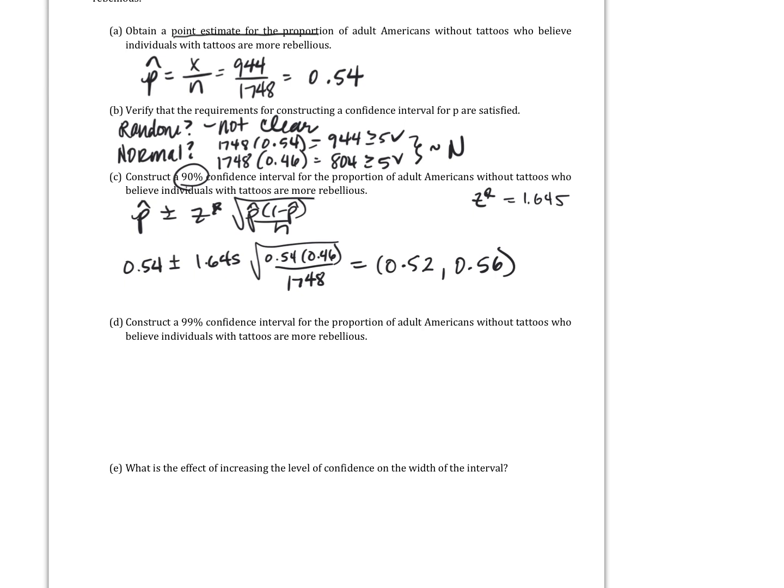All right. Look at D. Construct a 99% interval for the proportion of adult Americans, same song, second verse. What's changing in my formula? Just the Z star. So 0.54 plus or minus, for 99% it is 2.576.